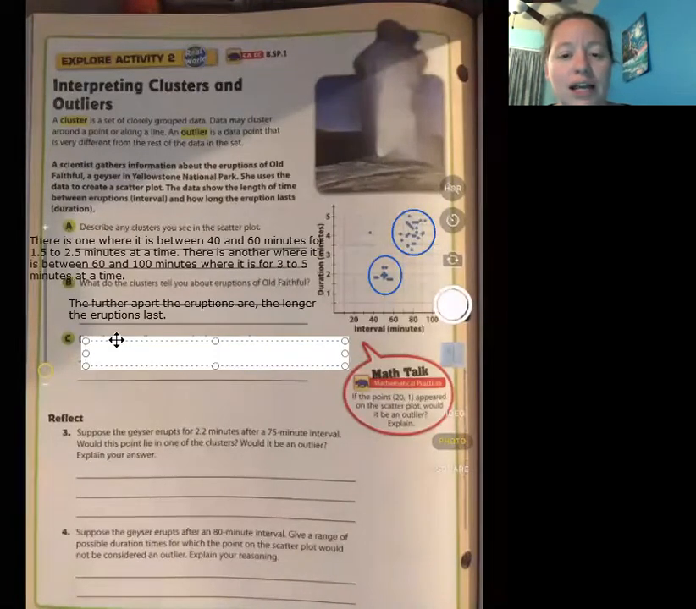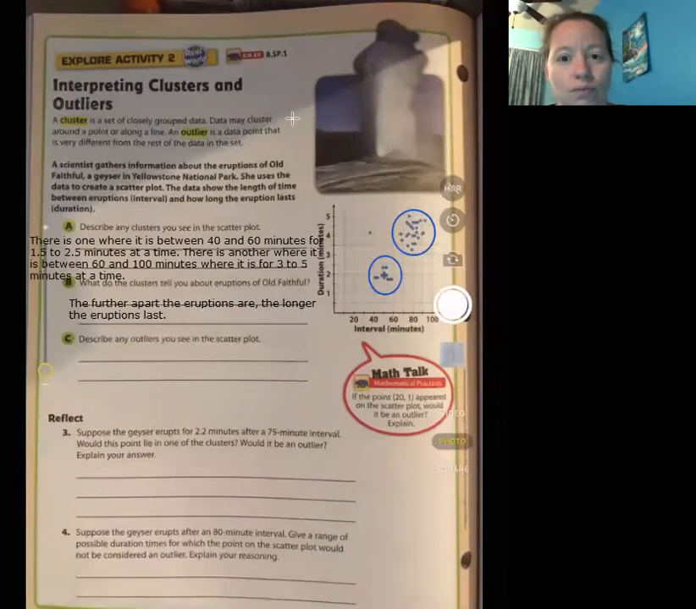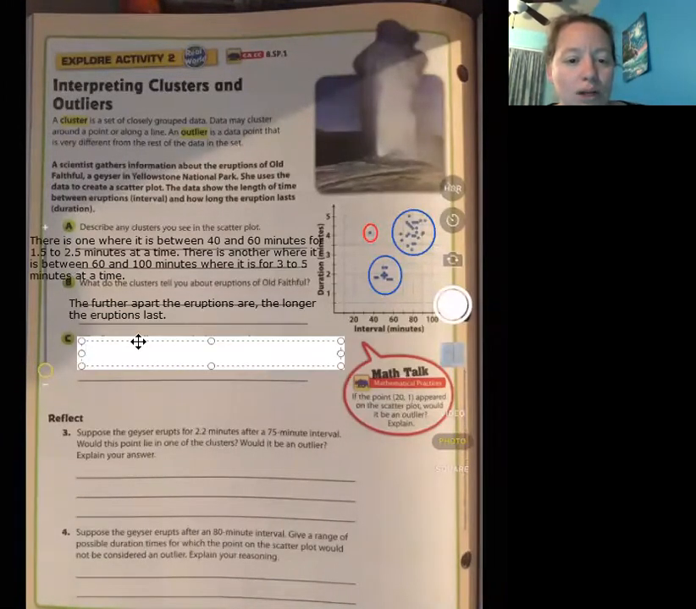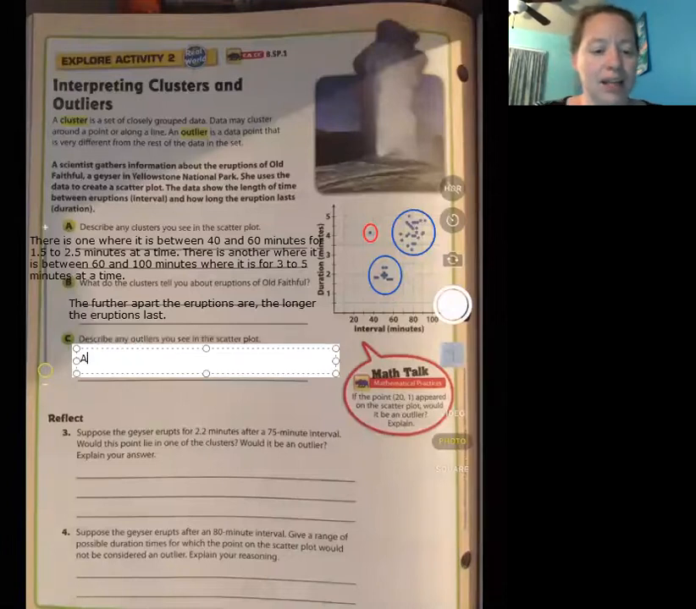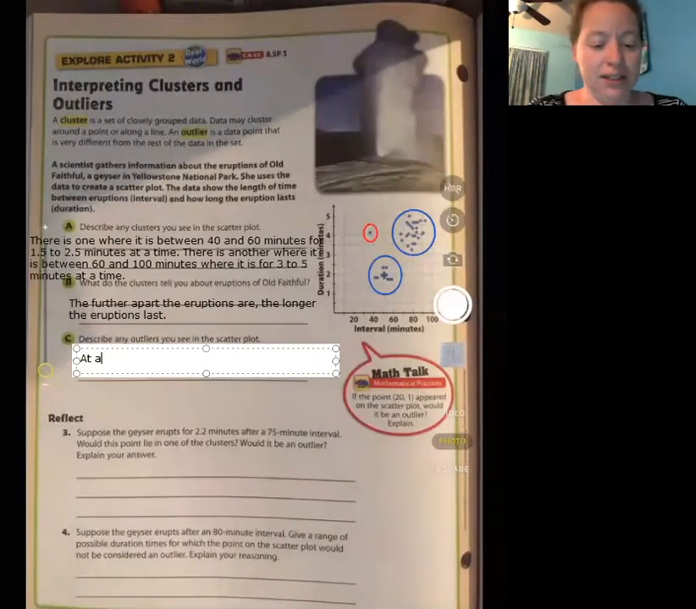Describe any outliers you see. So let me draw. Okay, in my red. This point right here, which we didn't do anything. So the way that we describe this one is we say at, that looks like about 40 minutes.